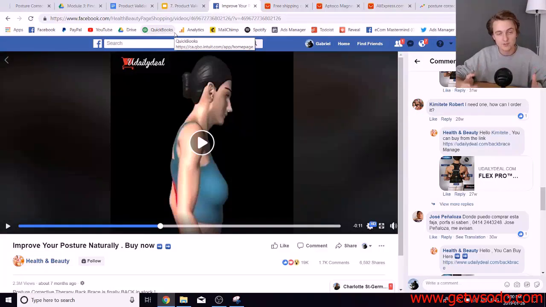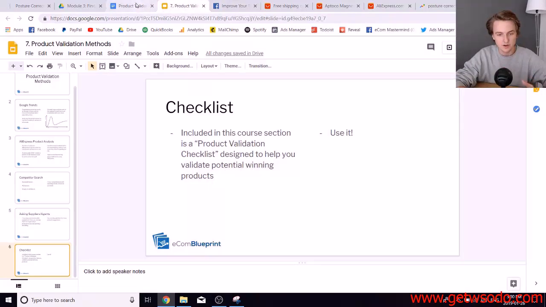And so I think after finding this ad, that's when I decided to start my own, make Flex Posture, and then start making my own ad and start running this product. So that's how I validated the product for Flex Posture. And there's a lot of different ways to do it, but essentially you want to really make sure that every product you jump into is proven to work so that you don't waste your time on a bunch of products that are useless.